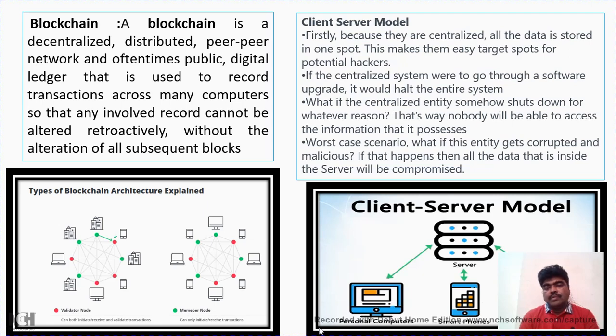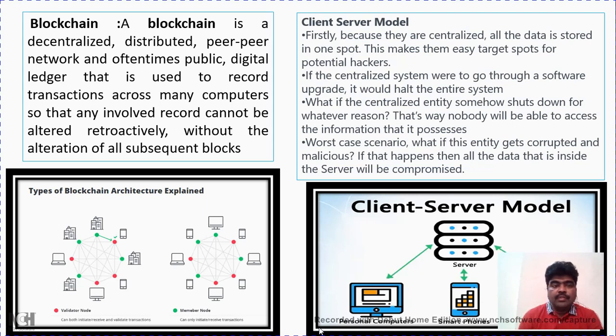And because of central servers, if any of the systems or servers is down, it may not serve the client properly. Another worst case scenario is if malicious viruses attack, the data may be corrupted or hackers may try to compromise the data. So these are the different issues that we may encounter in the client server model. In order to overcome these kinds of drawbacks, blockchain is introduced.